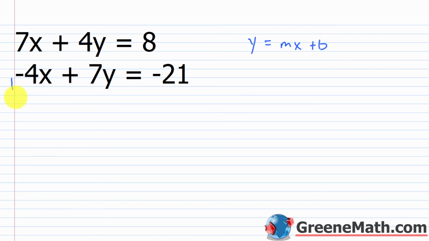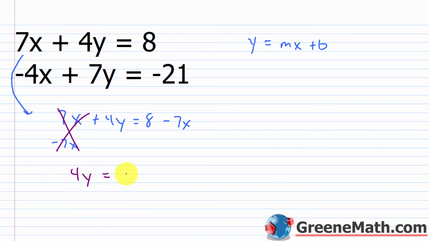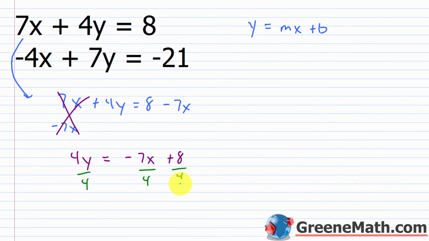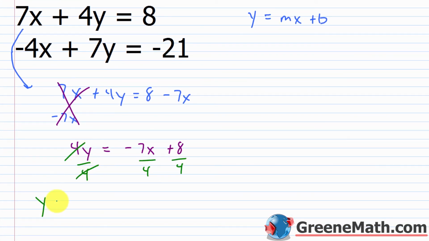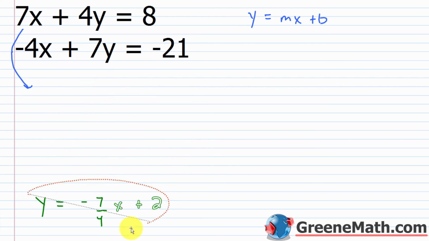So if I solve this one for y, I would have, again, 7x plus 4y equals 8. Let's move 7x over to the other side, so subtract it away from each side. This will cancel. I will have 4y is equal to negative 7x plus 8. Then let me divide each side by 4. So this will cancel. I'll have y is equal to negative 7/4 times x plus 8 over 4, which is 2. Let's write what this is. Just drag this up here.